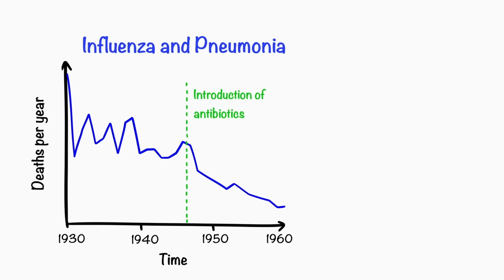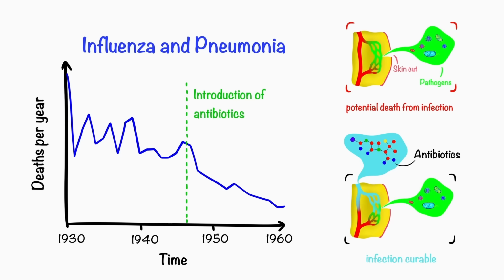Since their introduction, antibiotics have greatly reduced the number of deaths from bacterial diseases. Infections that were once commonly fatal can now be effectively treated with a course of antibiotics. To summarize, painkillers and other symptom relieving medications help us feel better by treating the symptoms of disease.